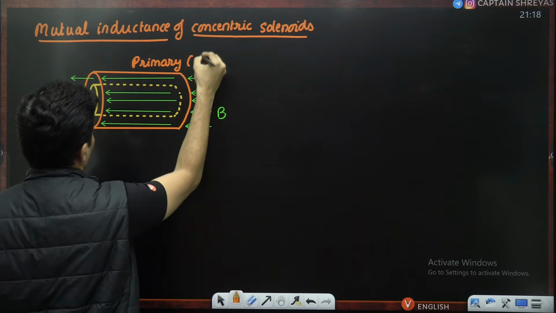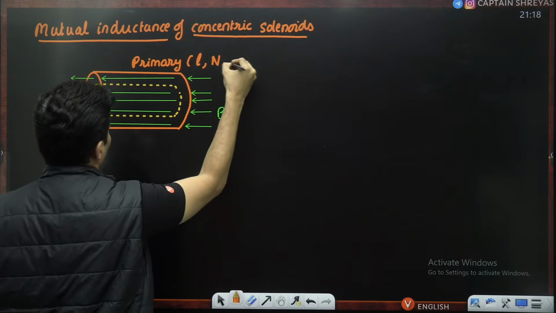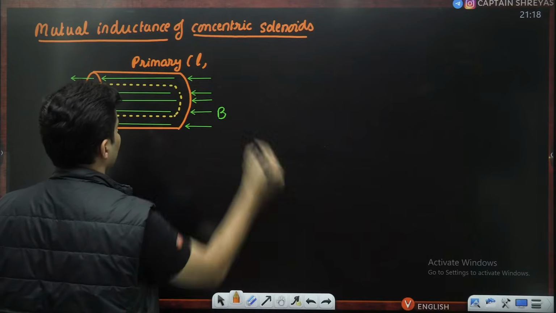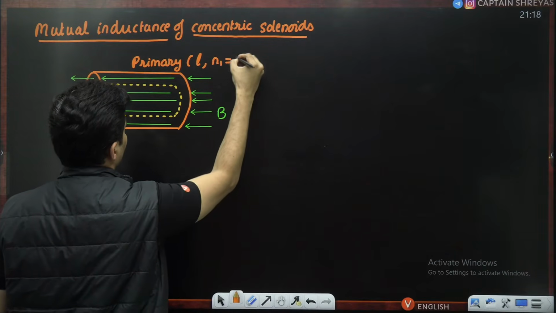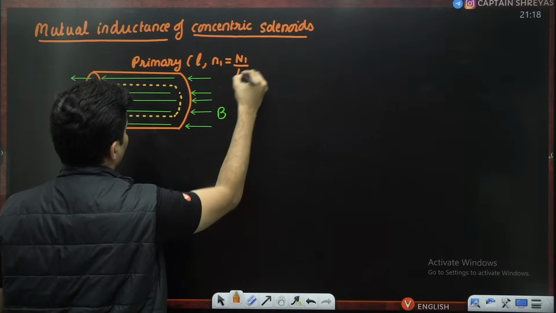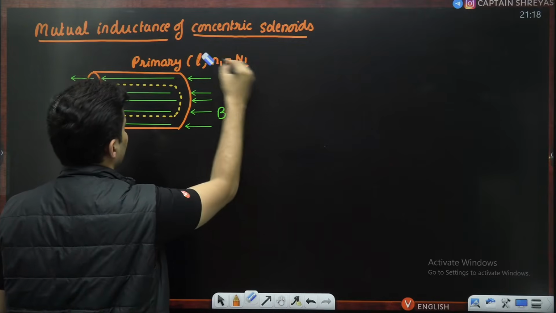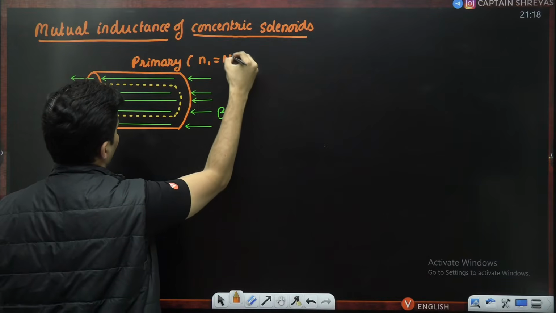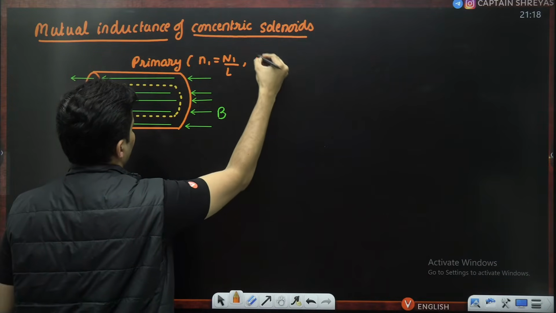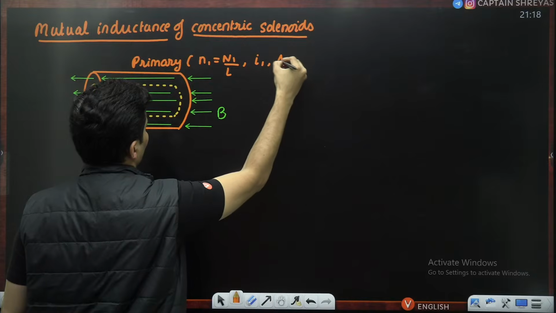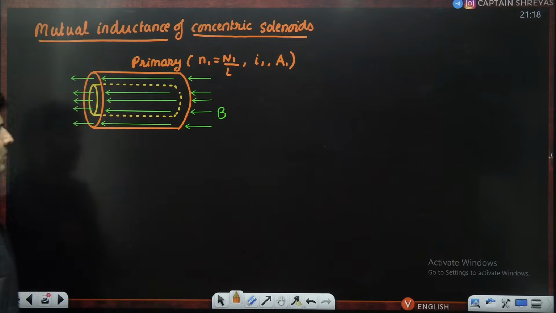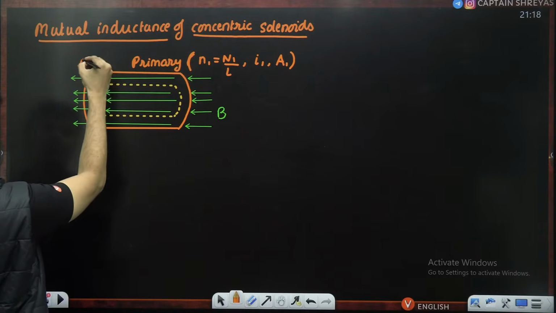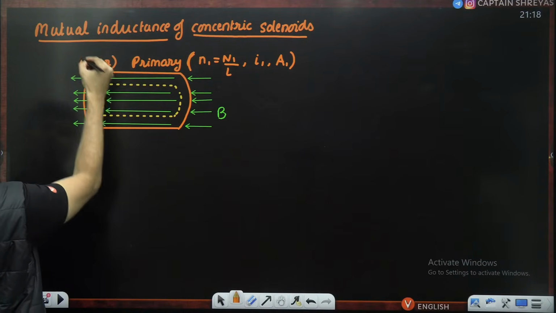This magnetic field, again just like before, is produced due to the outer coil, which is now called primary. That has a length L, number of turns N1, number of turns per unit length small n1. That means small n1 is capital N1 by length. The length is the same for both, concentric. So N1 by L, current is I1, area of cross section is A1, and so on and so forth. So all these parameters for the outer coil, the primary coil, are given.